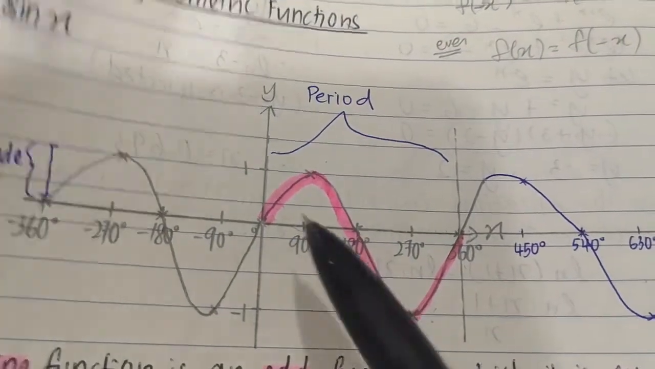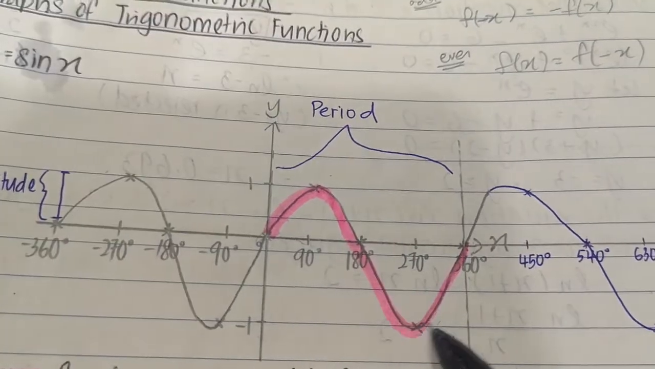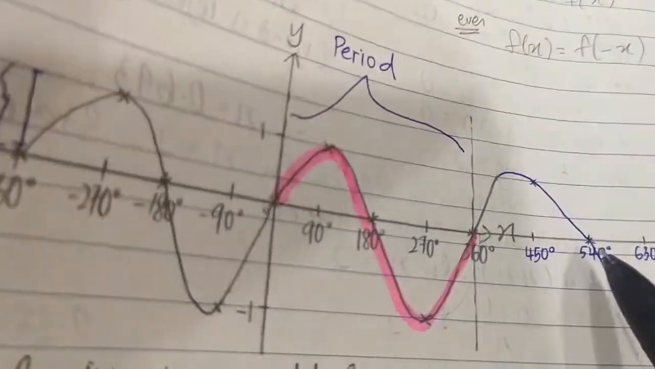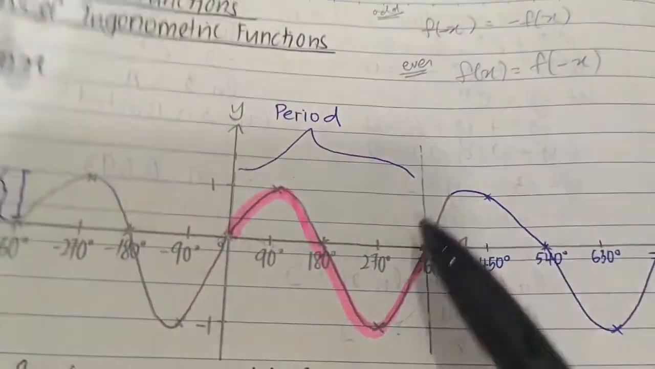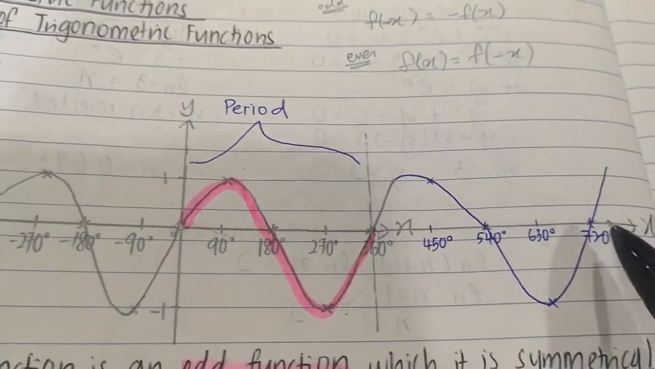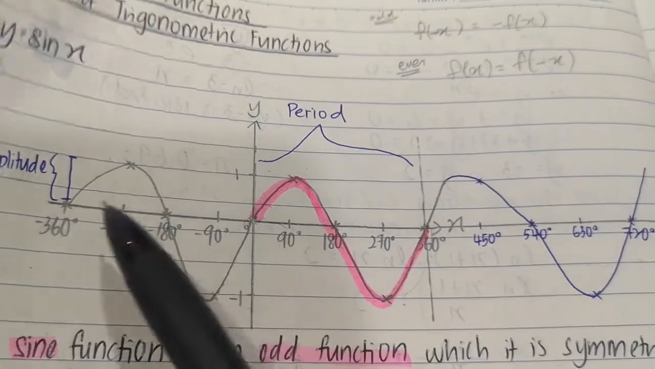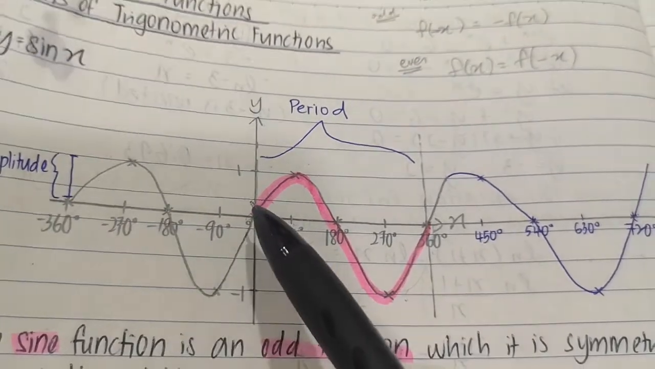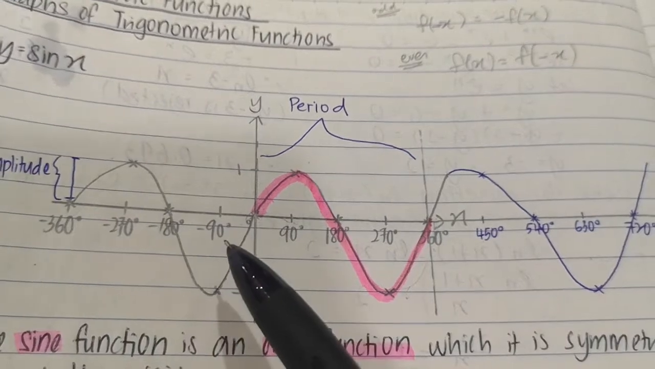So you do one by one. You will get the S shape like that. And then if you press 360, 450, 540, you also will get this shape, also an S shape. From negative 360 until 0, you also will get the S shape. So you just substitute the value one by one.